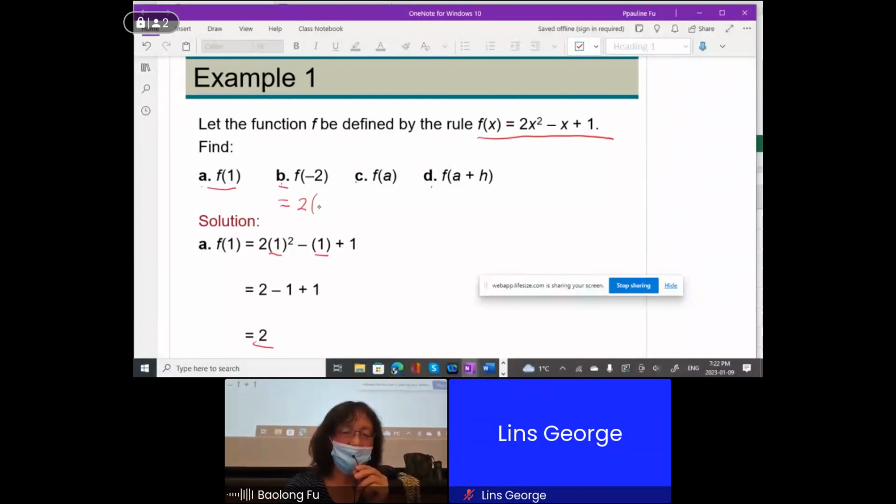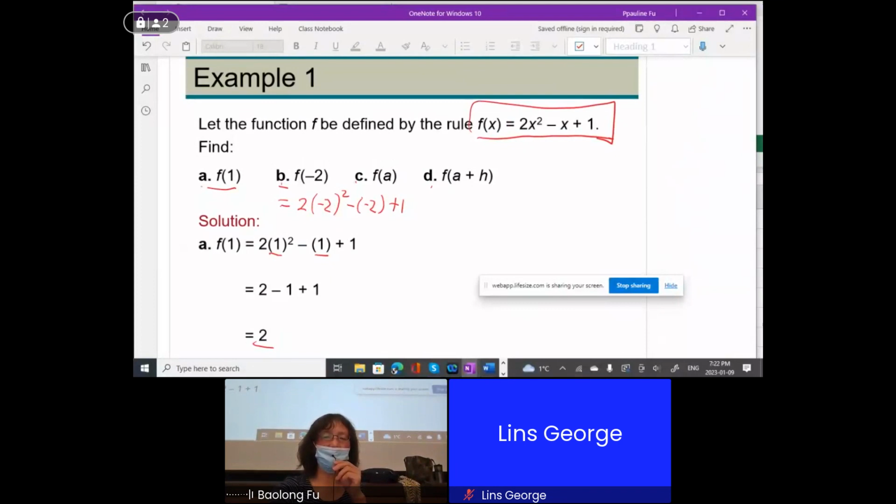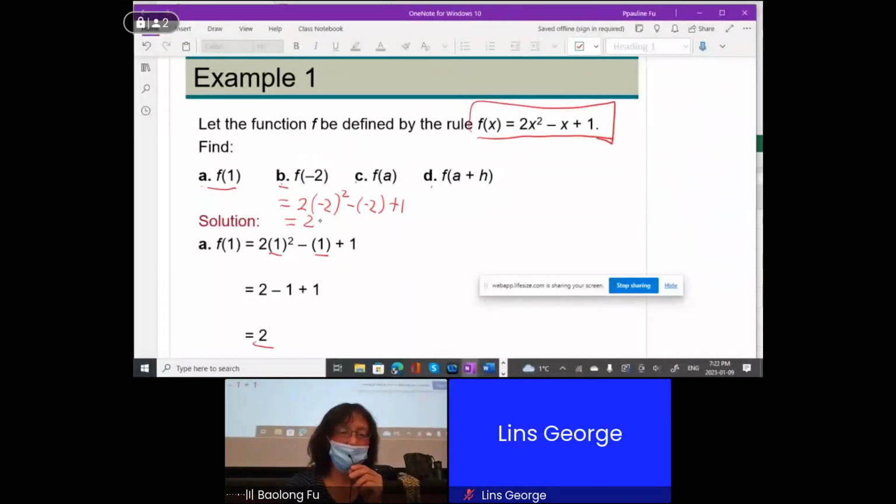F of negative 2 means you use negative 2 as x. When you see x, plug in negative 2. When you see x, plug in negative 2. And then you simplify. So 2 times 4 plus 2 plus 1 equals 11. Okay, so this is B.